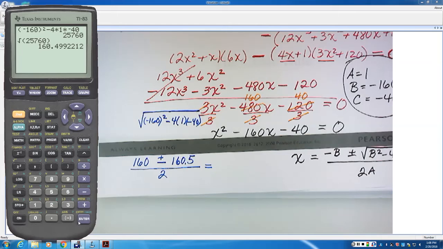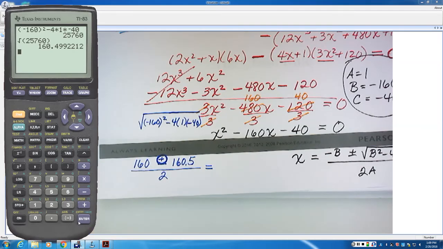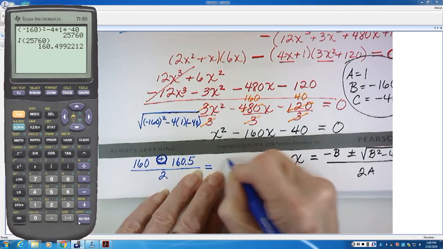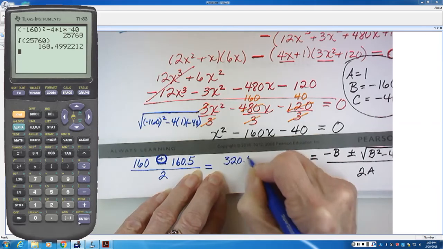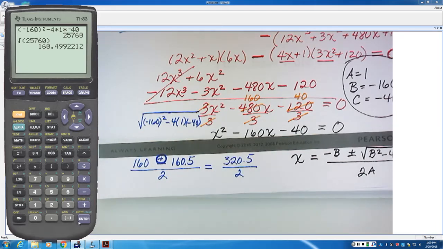Can I make negative numbers of anything? No, so I don't care about that number. But I do care about this one. 160 plus 160.5 divided by 2 is 320 divided by 2, which is 160.25.